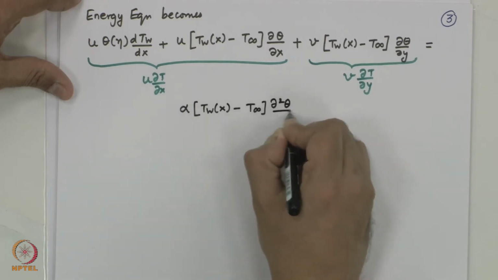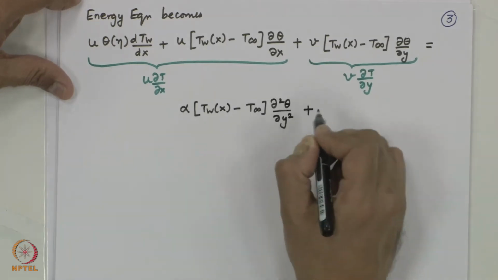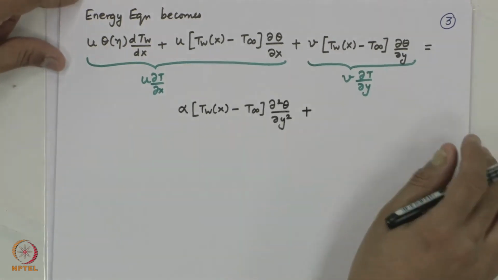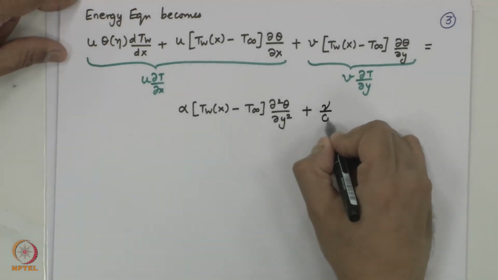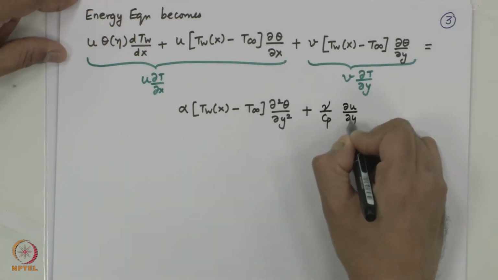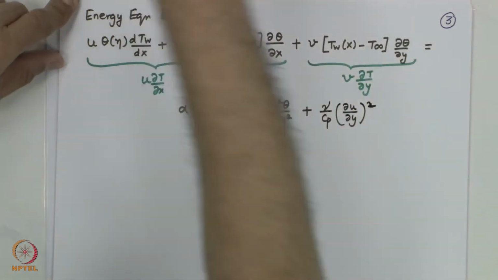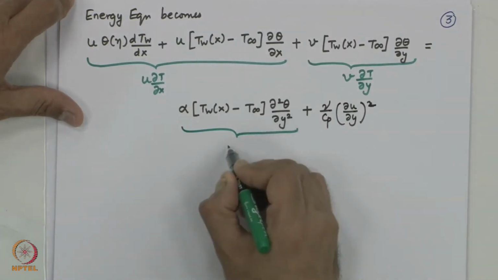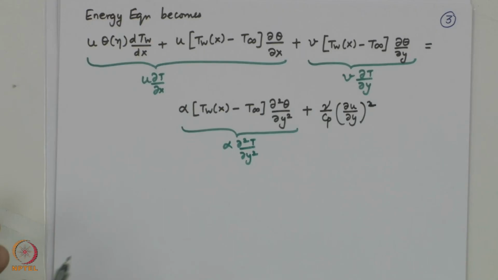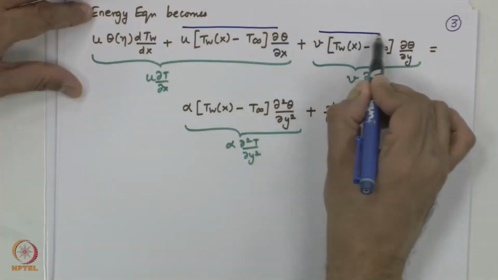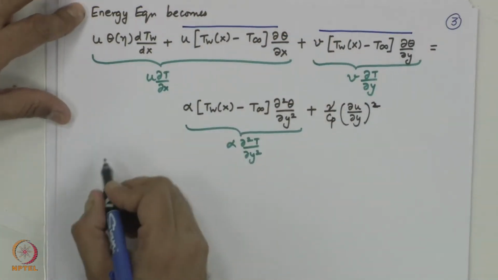d squared theta/dy squared plus the viscous dissipation term, which is just written as nu by Cp (du/dy) whole squared. So this term is your alpha d squared T/dy squared. Okay, so I have just done the maths like this, and now I will group terms which look similar. So u, v, this term. So just take a look at this one and this one. So these two terms are going to be combined.